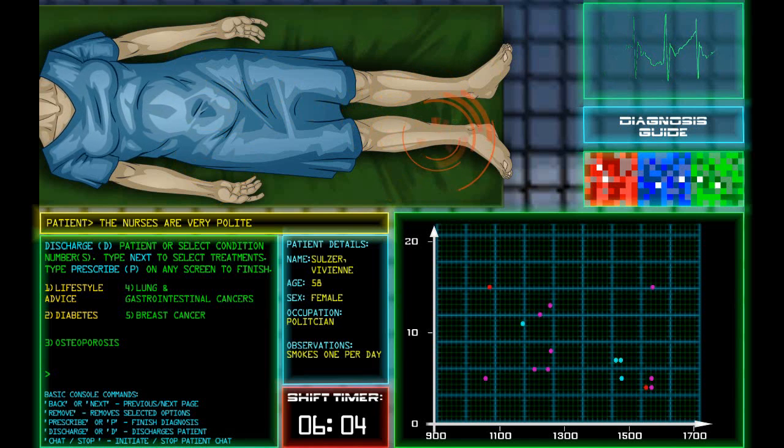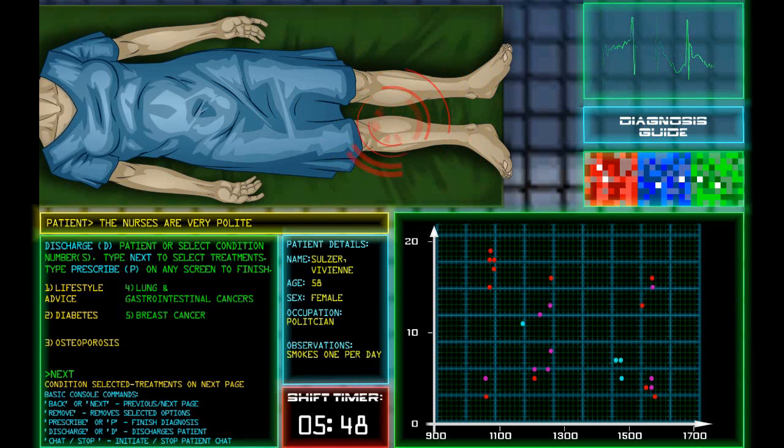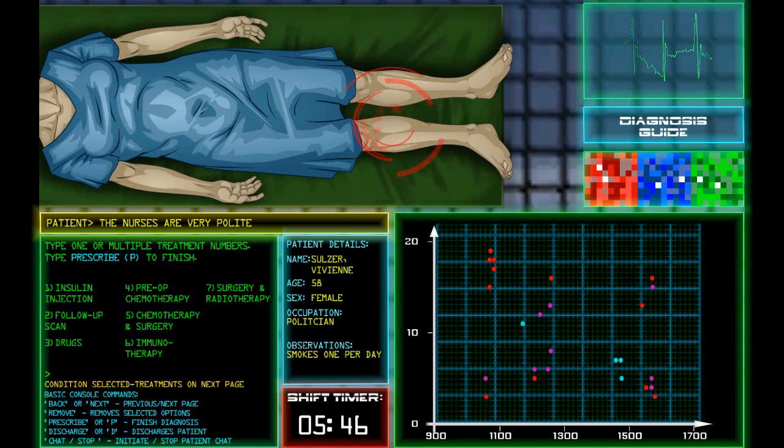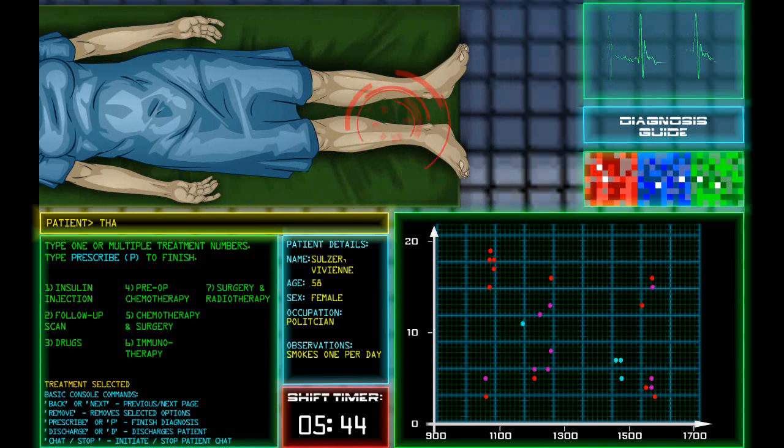Okay, so that's kind of hovering around that one, and that's hovering around that. Can we get one on the left, please? And then I'll know for sure. Come on, stop with the errors. Okay, I'm gonna go say that you do. 58, so you got diabetes, and you need a follow-up scan.